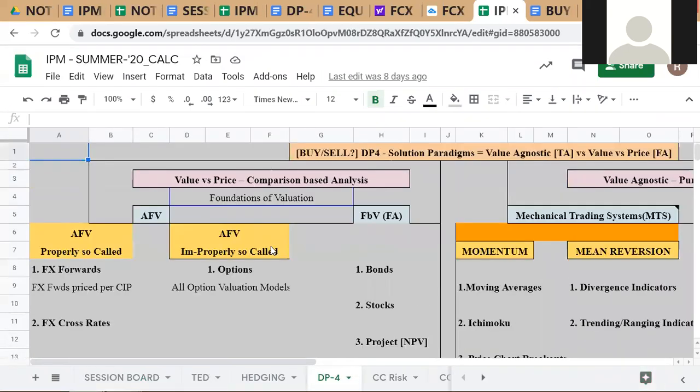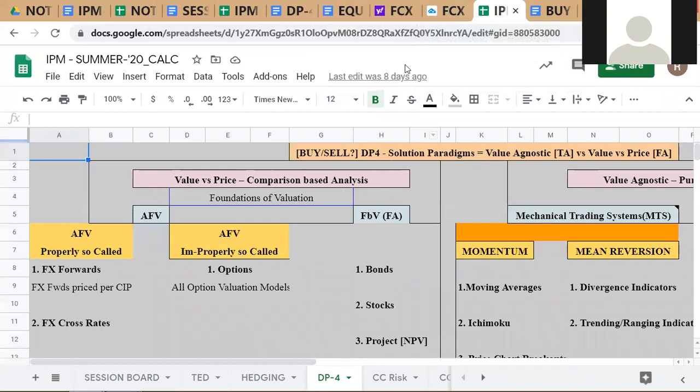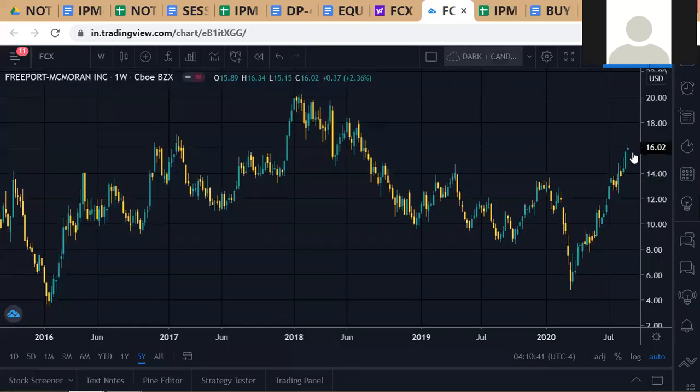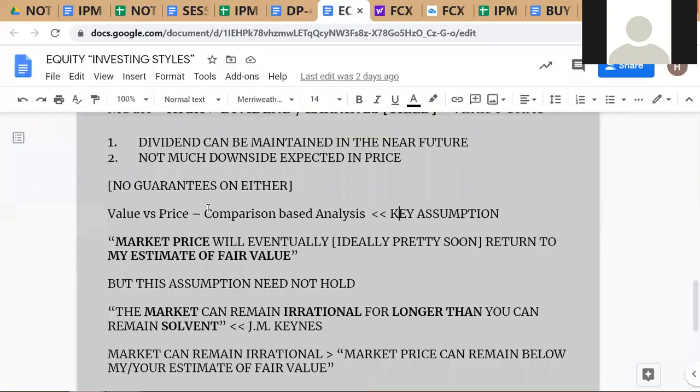So in this framework, because price is below the fair value, the framework tells us to buy, and that we buy. And therefore, I asked Varun, what is the implicit assumption here? Obviously, the implicit assumption is what we have written down here under equity investing styles.